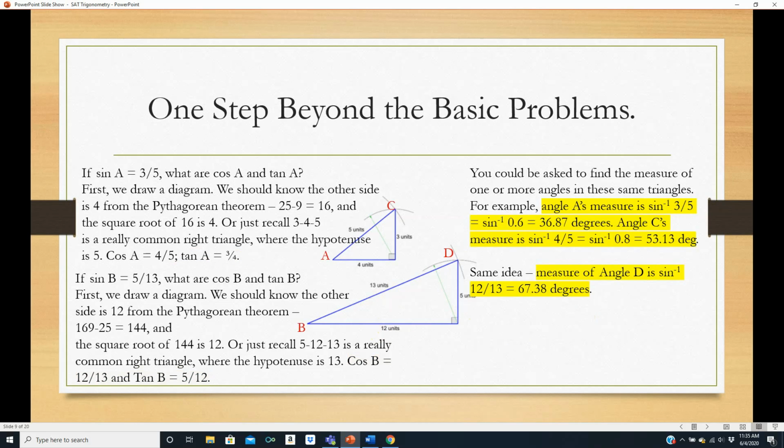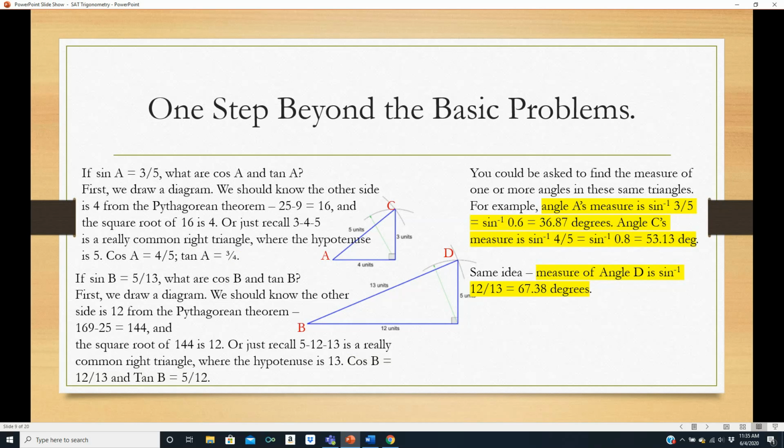All right, so let's go one step beyond the basic problems. If the sine of A is 3 over 5, what are cosine of A and tangent of A? Well, again, we're going to draw a diagram, so we do it just the way we did. Anyway, this is the problem we just did.